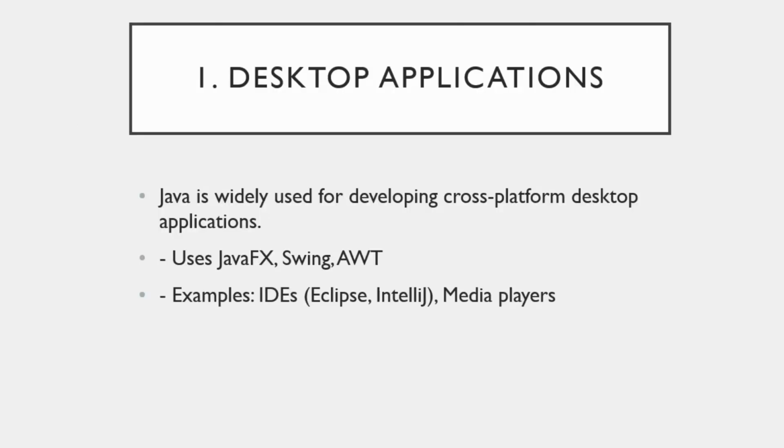The first type of application we can create using Java is desktop applications. Java is widely used for developing cross-platform desktop applications. We can create desktop applications using JavaFX, Swing, and AWT. So these are the technologies. Examples of desktop applications are IDEs such as Eclipse or IntelliJ, and media players.